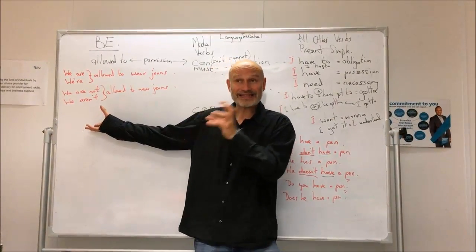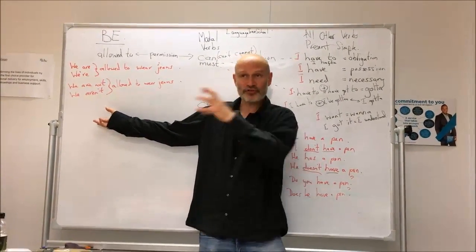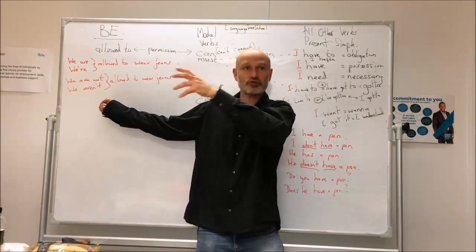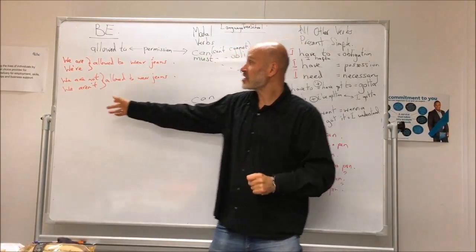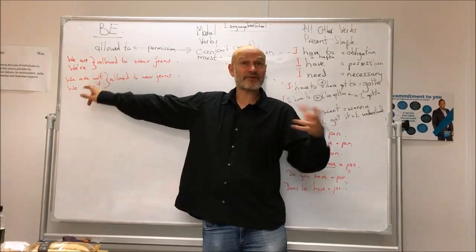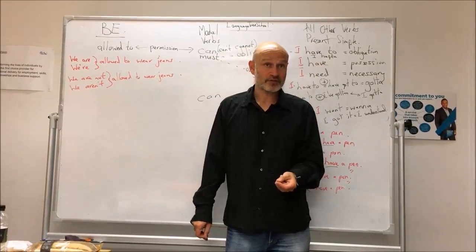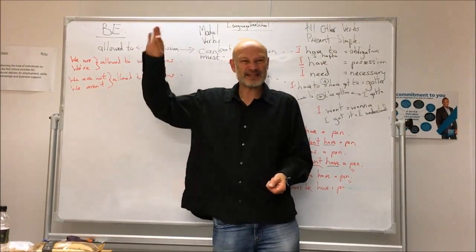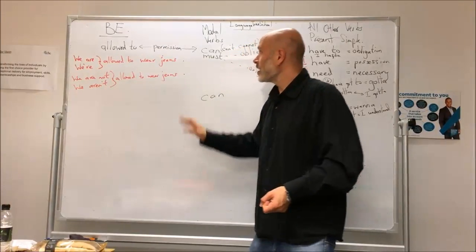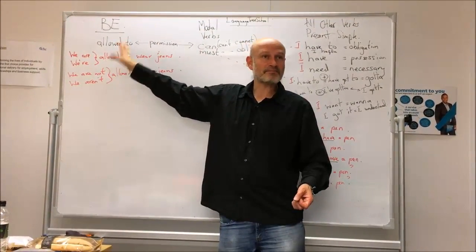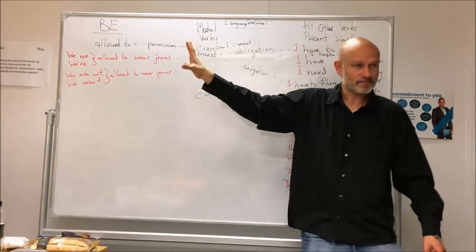Don't forget, he's allowed to, we're allowed to, they're allowed to. I'm allowed to, you're allowed to. And of course, just add not for the negative. I'm not allowed to, you're not allowed to. He's not allowed to. He isn't allowed to. So that was the verb to be, present simple, using allowed to, permission.